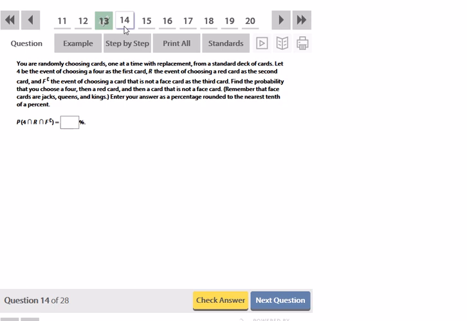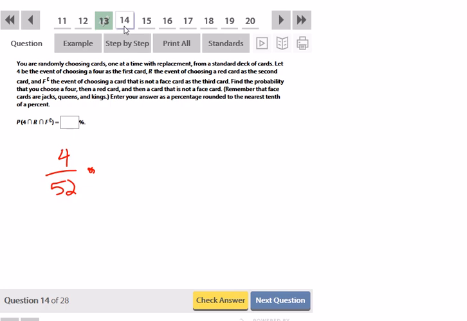Let 4 be the event of choosing a 4 as the first card. R is choosing a red card, second, and F complement is that you're not getting a face card in the third. Find the probability that you choose a 4, then a red, and then not a face card. Remember that face cards are jacks, queens, and kings, okay? So these are independent events. There are 4 fours in a deck, so that's 4 over 52.